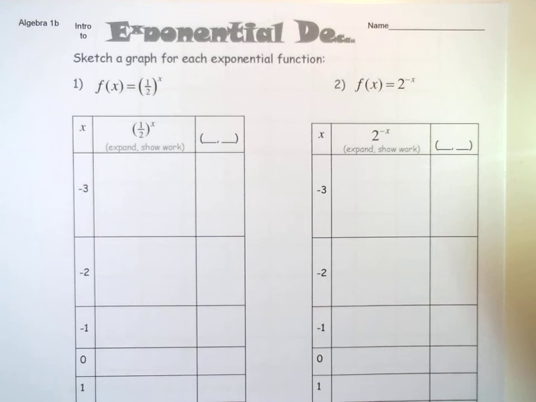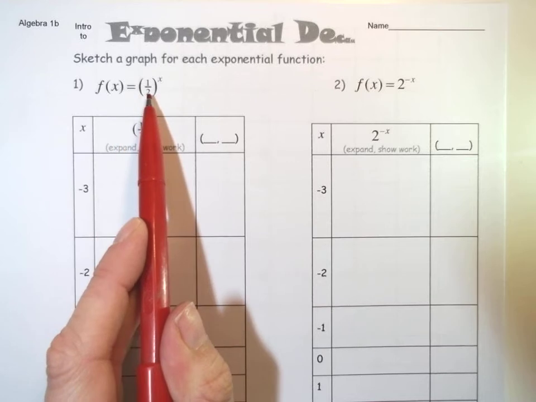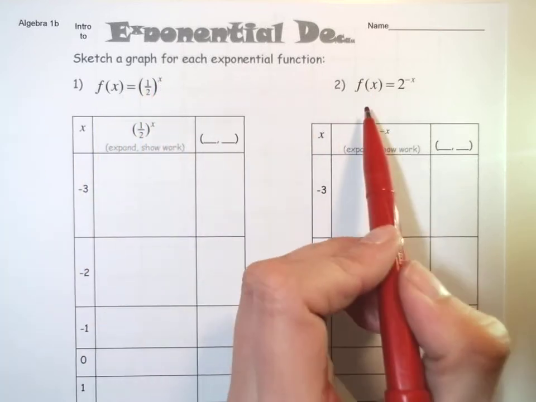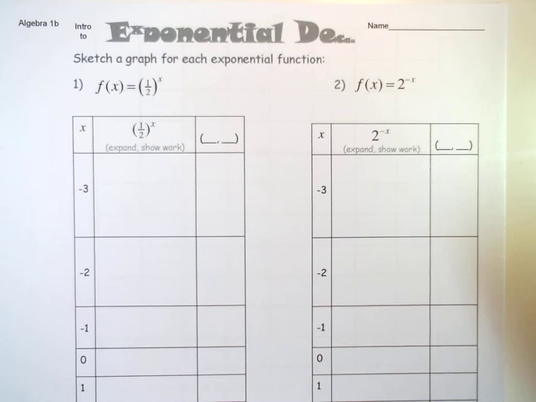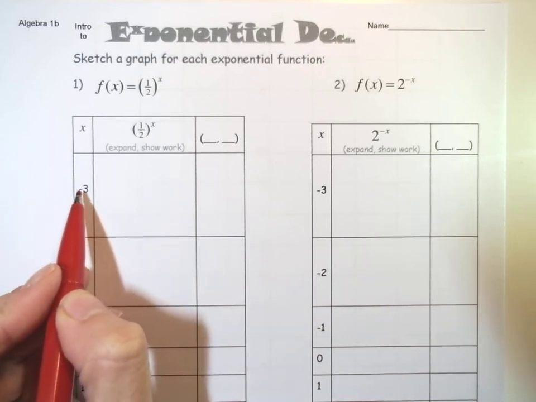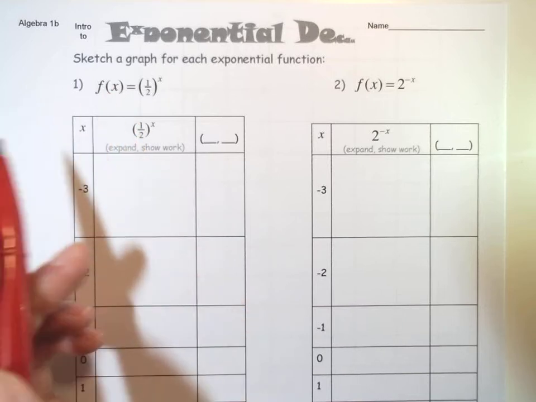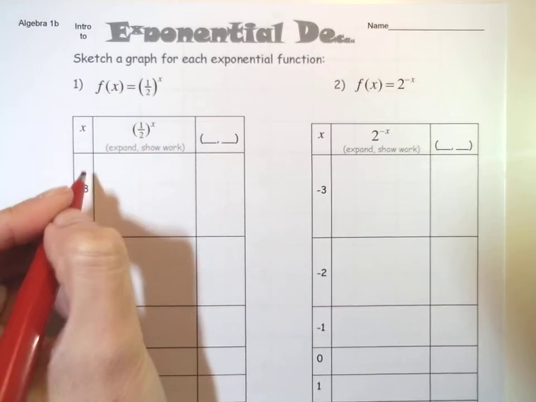Okay, so today's assignment is just a little introduction to exponential decay. So you're going to be completing the tables for f of x equals 1/2 to the x power and f of x equals 2 to the negative x power. So again, it's a table, so we're just plugging in x to see what f of x or y equals.